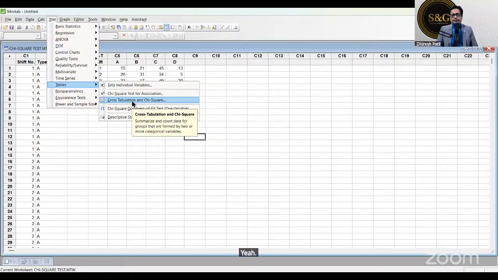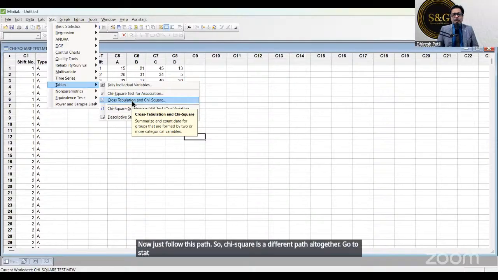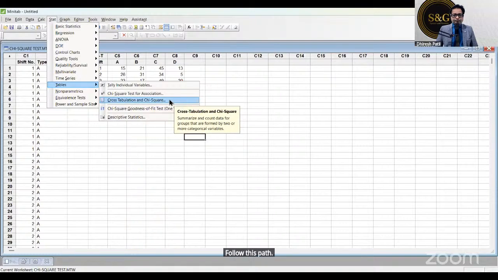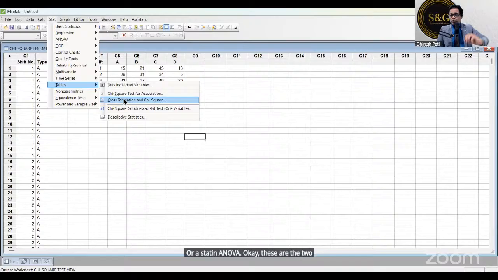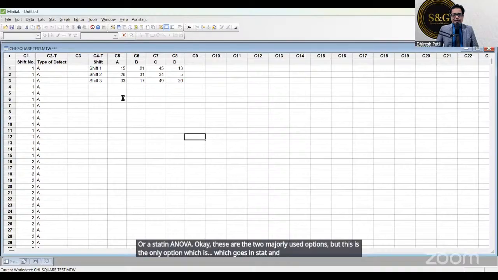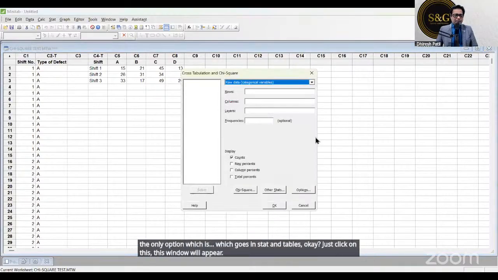Now just follow this path. So chi-square has a different path altogether. Go to Stat, Tables, Cross Tabulation and Chi-Square. Just follow this path. This is a little different path than the other ones because most of them are in Stat and Basic Statistics or Stat and ANOVA. These are the two majorly used options, but this is the only option which goes in Stat and Tables. Just click on this. This window will appear. Everybody with me? Just give me a quick yes in the chat box.